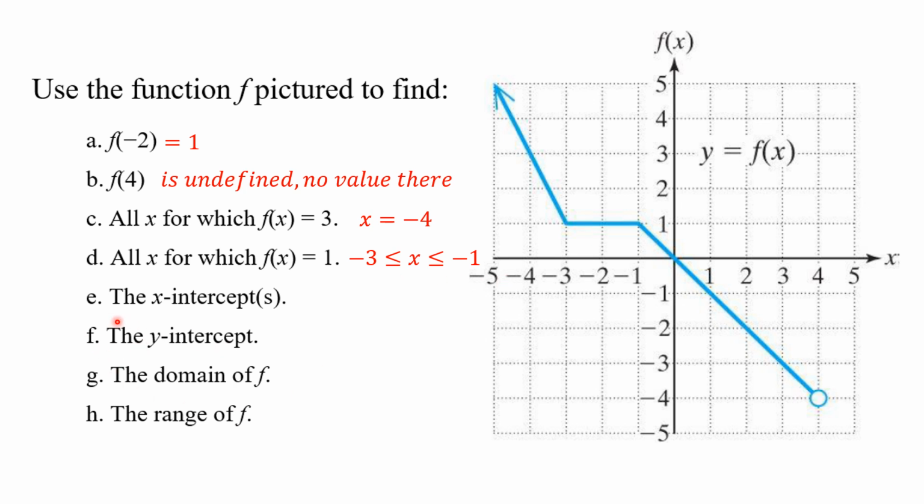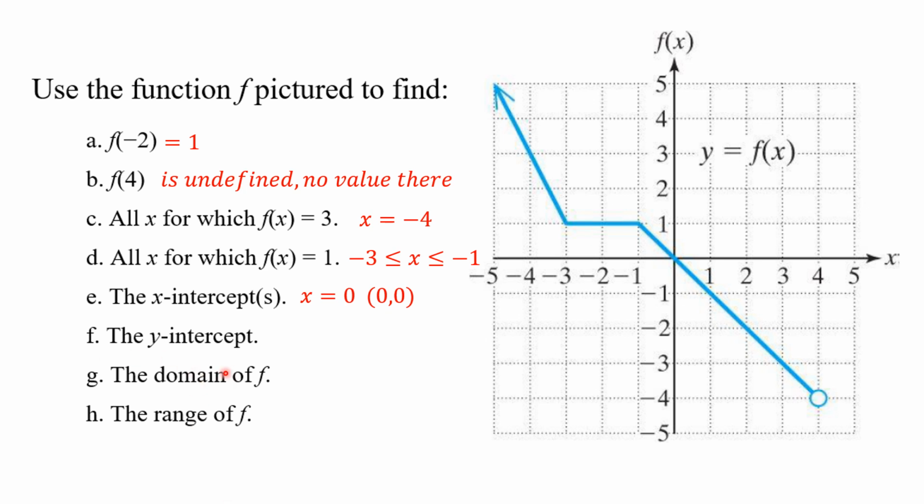Okay, next question. What is the x-intercept of this function? The x-intercept of this function is the place that it crosses the x-axis. So where does our function cross the x-axis? Well, here's the x-axis, and our function, the blue line, crosses the x-axis right here at the origin, 0, 0. So when x is 0 and y is 0, that's when we're crossing the x-axis. So our x-intercept is 0, 0.